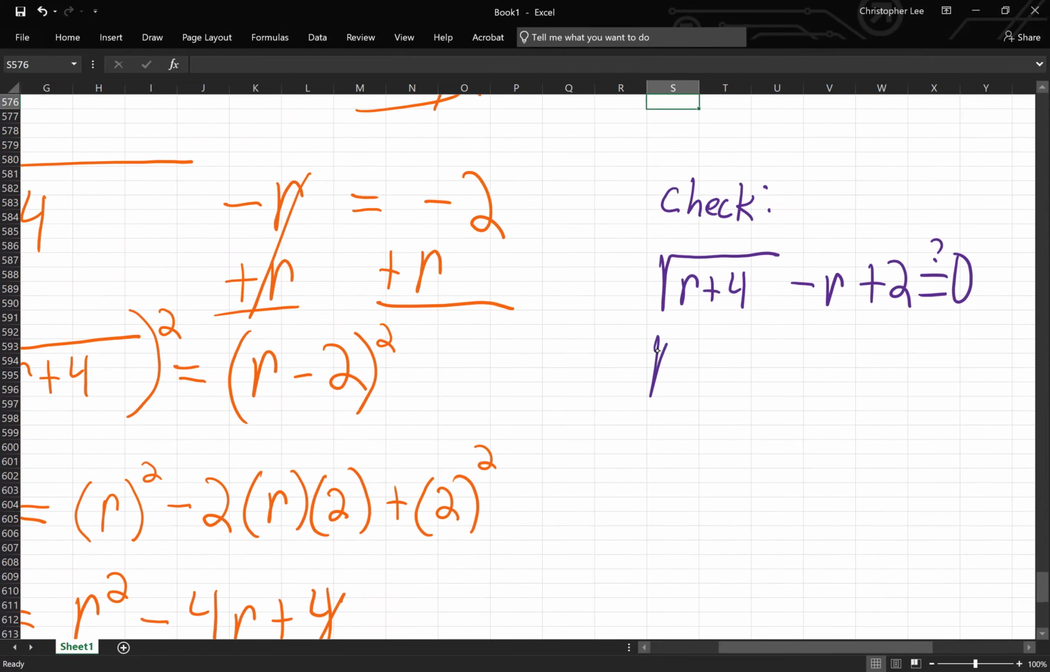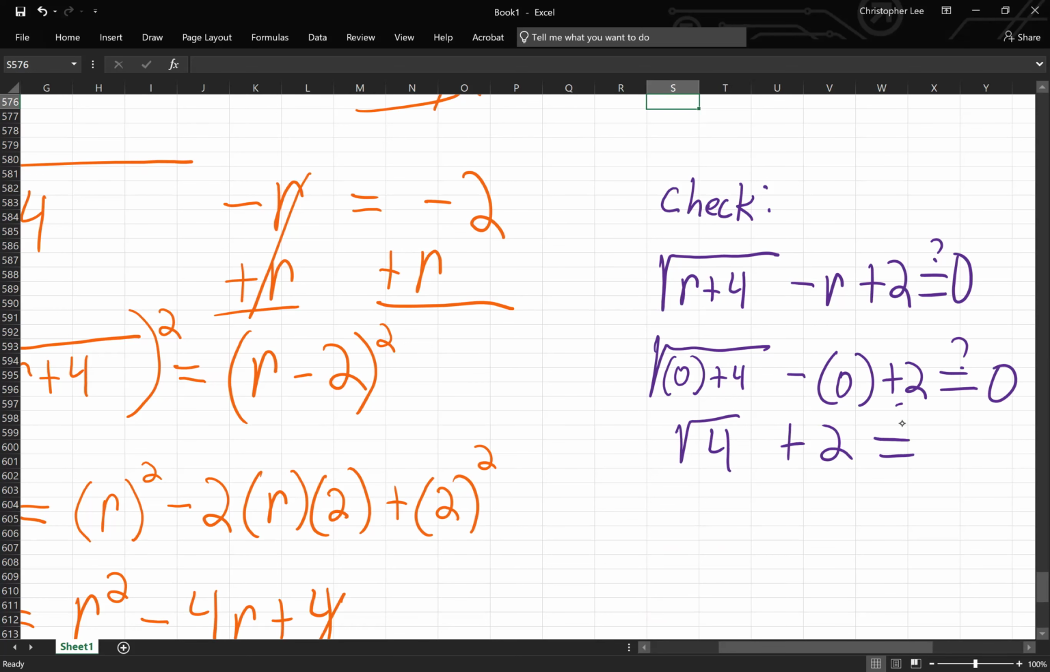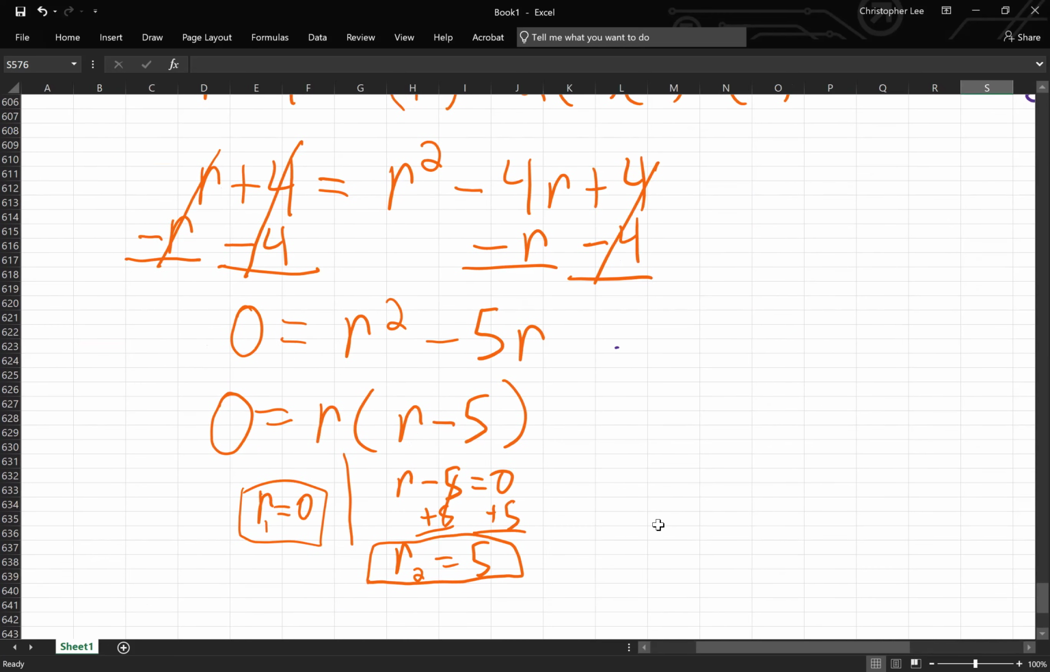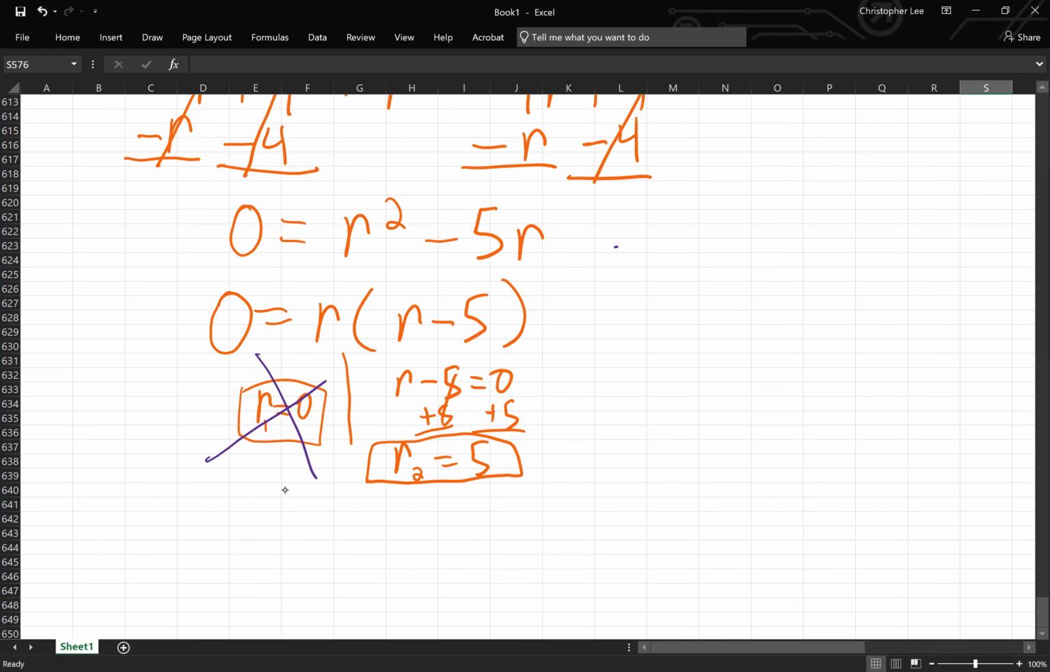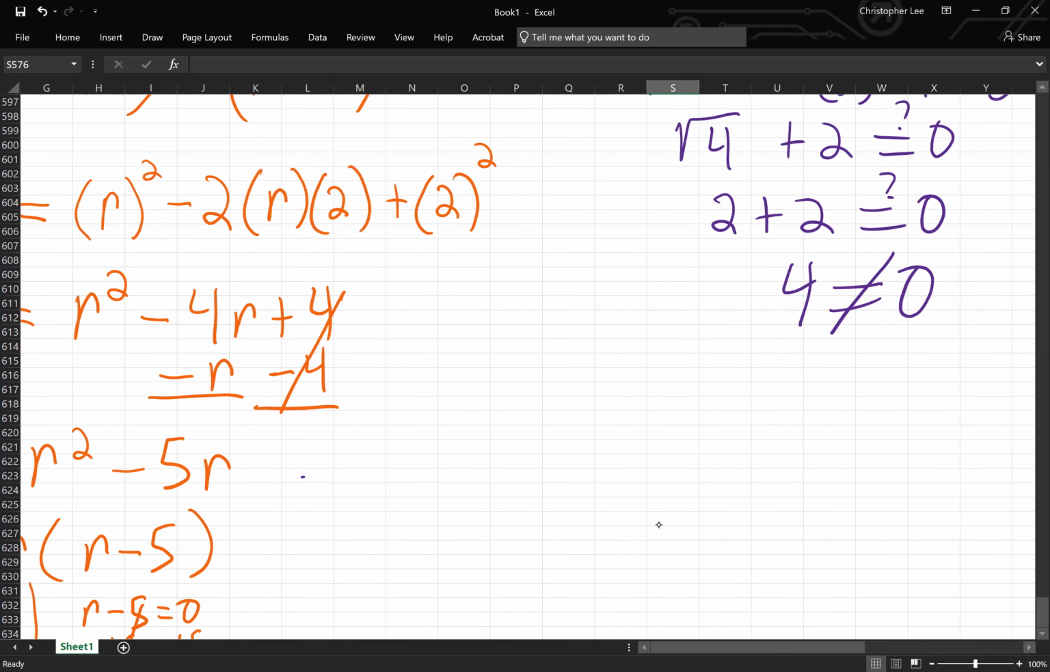So this would be square root 0 plus 4 minus 0 plus 2, and allegedly that's equal to 0. This is going to be square root 4, right? Minus 0, you know, is nothing, plus 2. Allegedly, that's equal to 0. This is going to become 2 plus 2. And in some places, that might be 0, but in this place, 4 does not equal 0, right? So I know that 0 is not an answer. Let me try out 5 because I'm not sure, right?